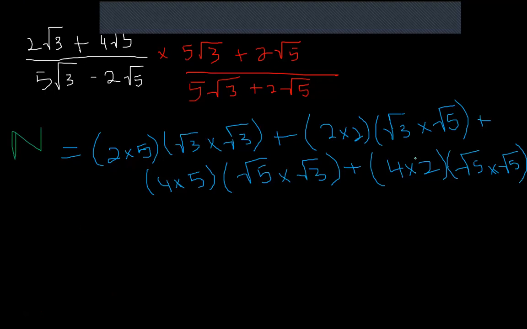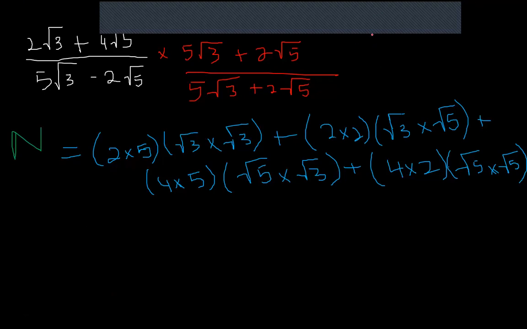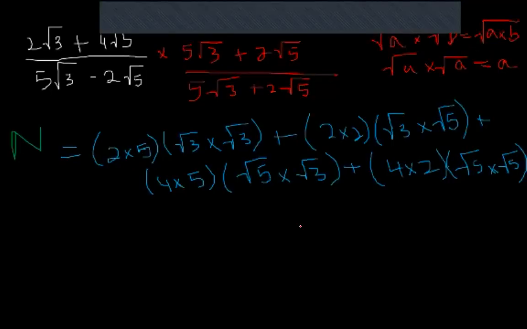Okay, but we know we don't just leave it like this. This could be simplified even further. So let me just write the rules up here. Remember, when multiplying surds, these are the two rules you look at. A times root B is the square root of A times B. And then the square root of A times square root of A is equal to A. So just keep those in mind whenever you're multiplying surds.